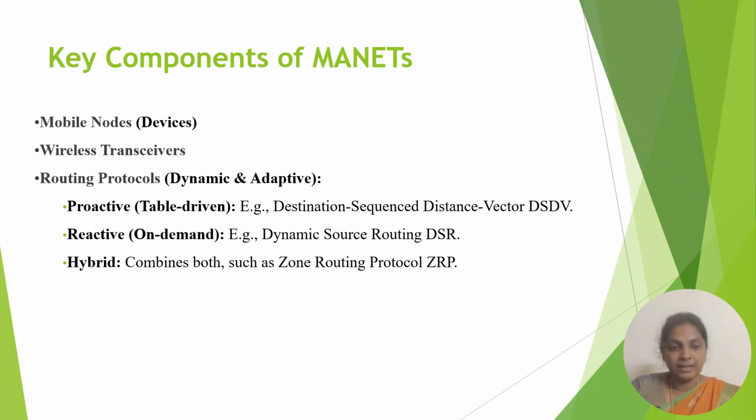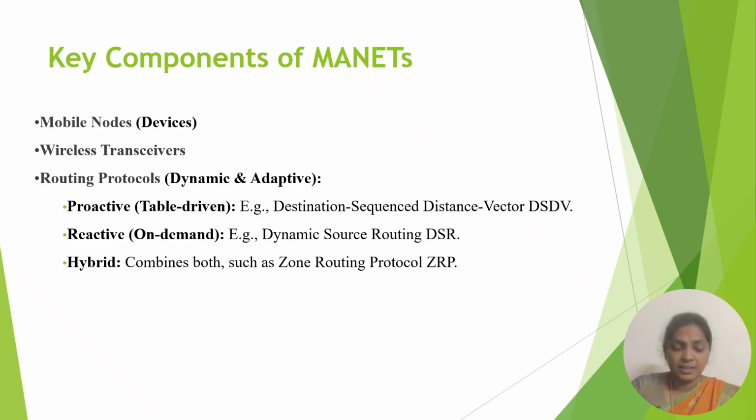And the second category is the reactive protocol. So reactive, as the name says, whenever there is a demand, at that time it finds the path between the source and the destination. And an example protocol is the dynamic source routing protocol.